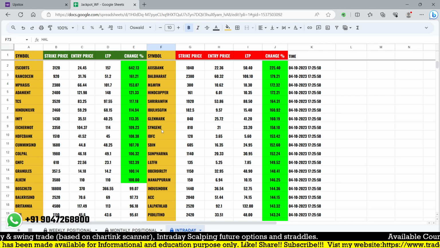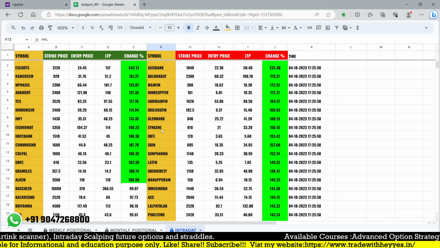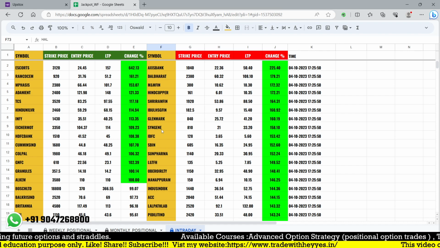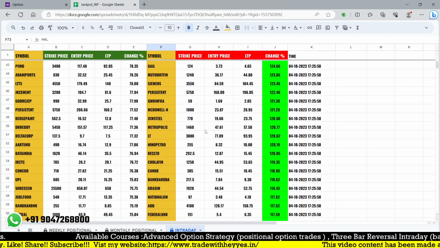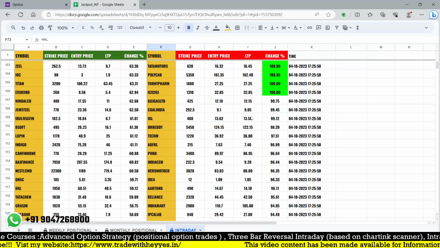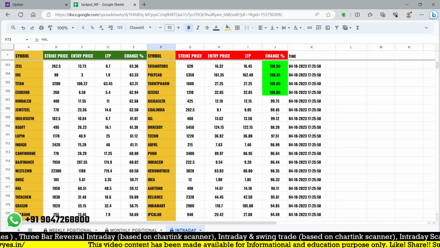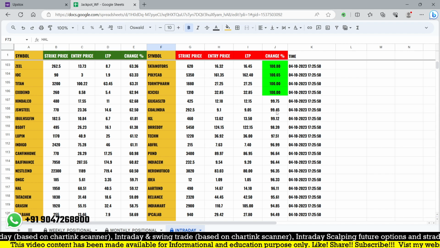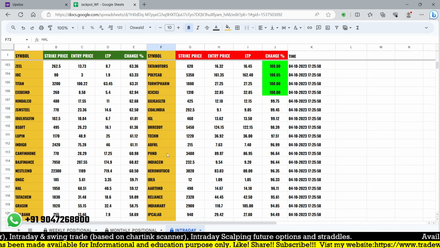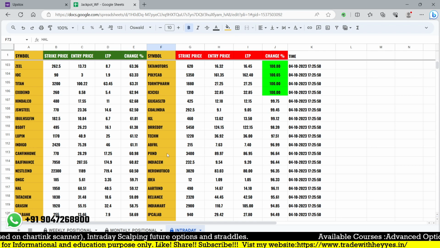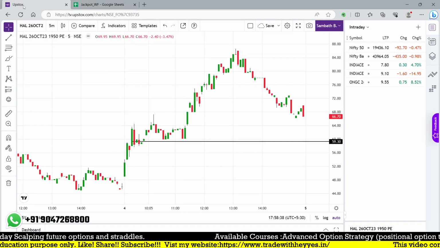Today we found some opportunity like HAL. How did we find it? After 9:30, we look for a stock which is trading below 100, which means it is going to give you the breakout. In this case, we found one trade in the first one hour of the live session, and we found HAL.